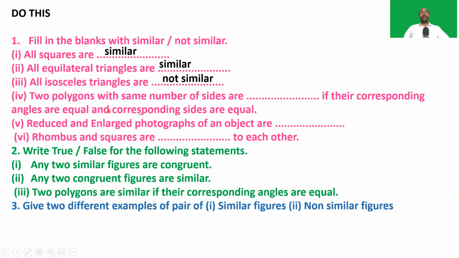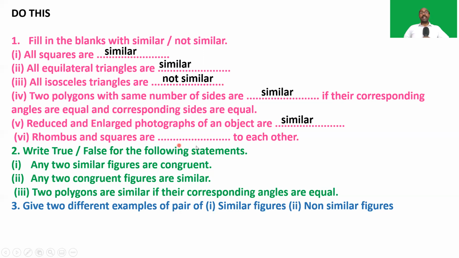Two polygons with the same number of sides are dash if their corresponding angles are equal and corresponding sides are in the same ratio. So we can easily say that two polygons with the same number of sides are similar if their corresponding angles are equal and corresponding sides are in proportion. Reduced and enlarged photographs of an object are similar because the photographs, reduced or enlarged, are similar to each other.